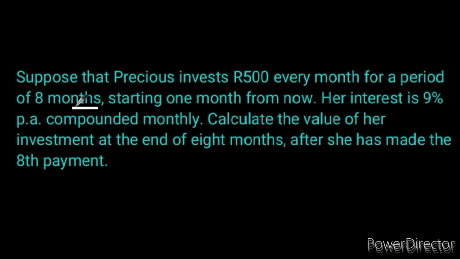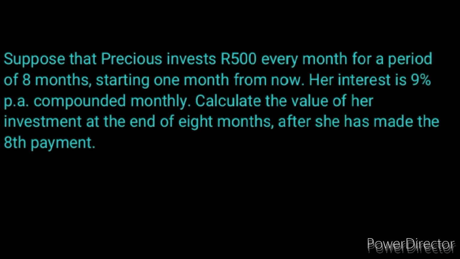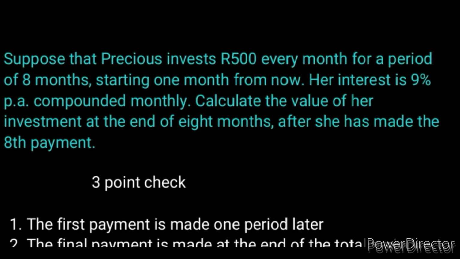Notice that they said suppose that Precious invests 500 every month for a period of 8 months, starting 1 month from now. Her interest is 9% per annum compounded monthly. Now they said calculate the value of her investment at the end of 8 months. That large amount of money, she will have it in the future. So she is saving so that she can have a large amount of money in the future. So it is future value, where we have that large amount of money in the future. Present value, we have that large amount of money now, hence it's called present value. Alright, so let me explain and use the 3-point check.